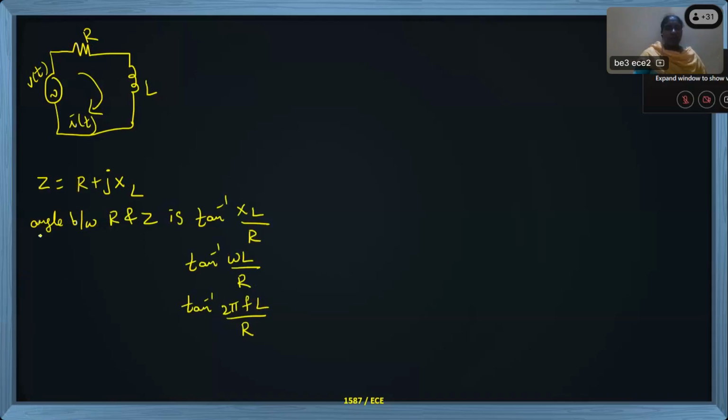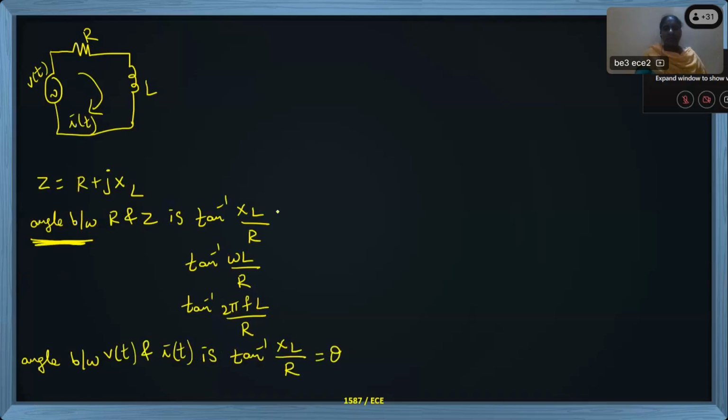Now, the same angle is valid between the current and voltage in the circuit. The angle between V of t and I of t is also tan inverse XL by R. This is called the phasor angle theta. This is the theta value.